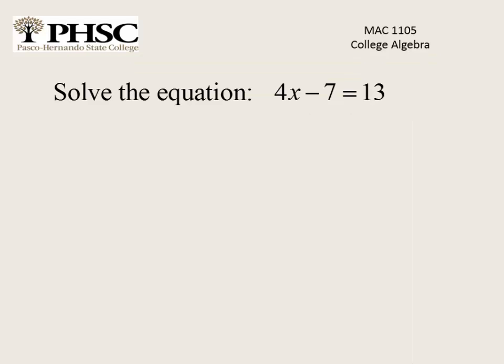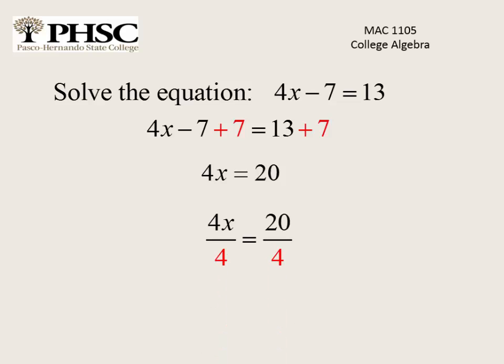So here we have the first example. We're going to solve the equation 4x minus 7 equals 13. The first thing we do is add 7 to both sides. The reason we do that is because we have the 4x on the left-hand side and a negative 7 there, so if we add 7, we can get rid of that 7. Now we end up with 4x equals 20, because 13 plus 7 is 20. At this point, we divide both sides by 4, and on the left side the 4's cancel out, and 20 divided by 4 equals 5.